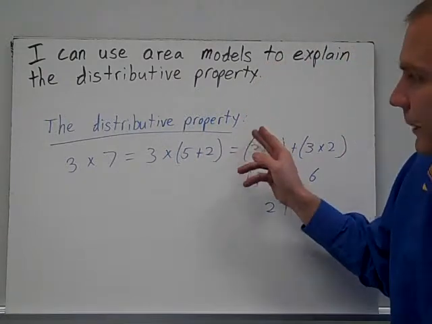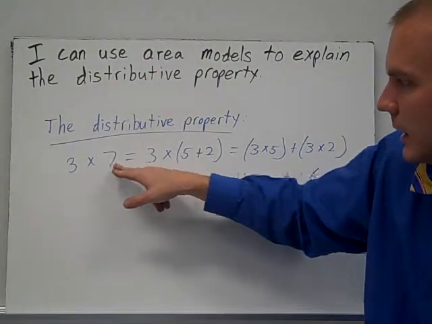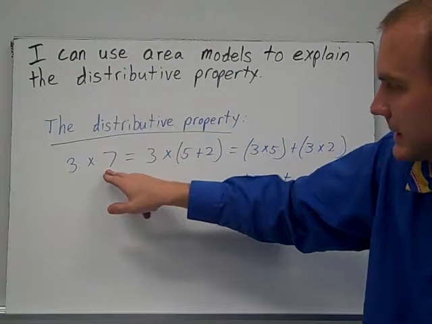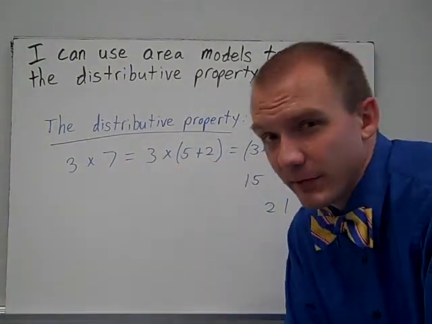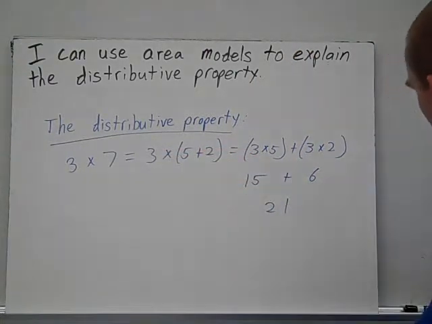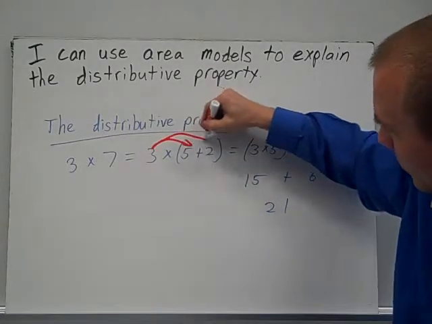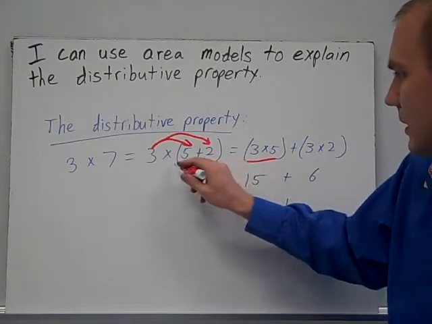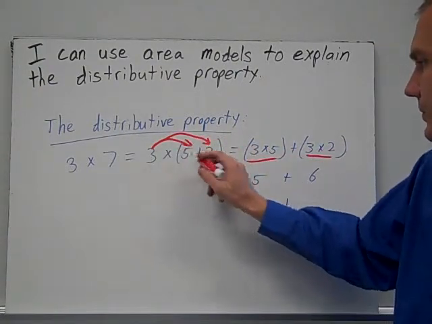The distributive property says that 3 times 7 equals 3 times 5 plus 2, where I replace the 7 with 5 plus 2 because 5 plus 2 equals 7. Then I can take that another step and distribute the 3 and the multiplication over the addition. So I do 3 times 5 plus 3 times 2.